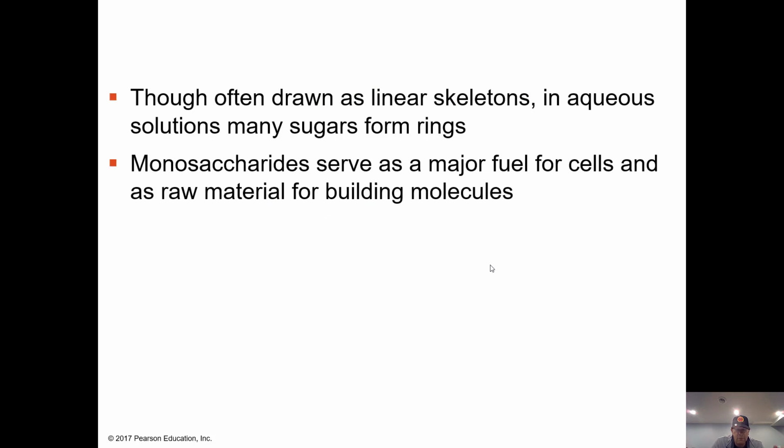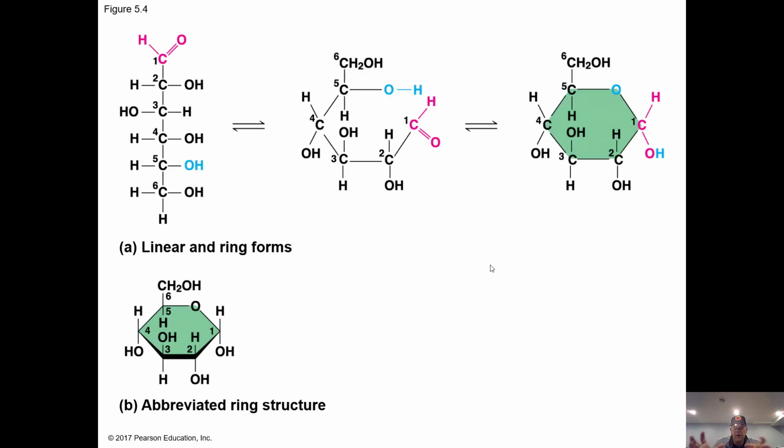All those drawings are what we call linear or straight chain forms, but those don't really exist when you have water present. You throw these into water and they curl up into some sort of shape. If it's a 6-carbon sugar, it'll curl up into a hexagon, and sometimes a pentagon, depending. Most of your 5-carbon sugars will curl up into a pentagon shape, but it still retains the same formula.